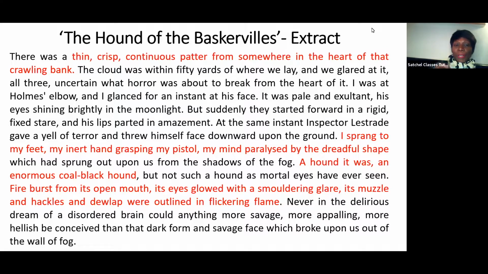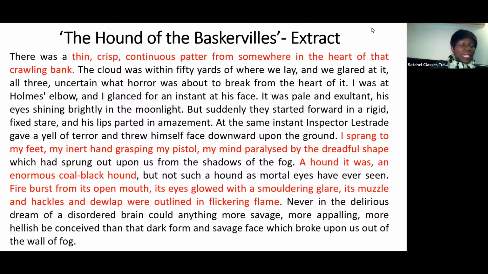There was a thin, crisp, continuous patter from somewhere in the heart of the crawling bank. The cloud was within fifty yards of where we lay, and we glared at it, all three, uncertain what horror was about to break from the heart of it. I was at Holmes's elbow, and I glanced for an instant at his face. It was pale and exultant, and his eyes shining brightly in the moonlight. But suddenly they started forward in a rigid, fixed stare, and his lips parted in amazement.